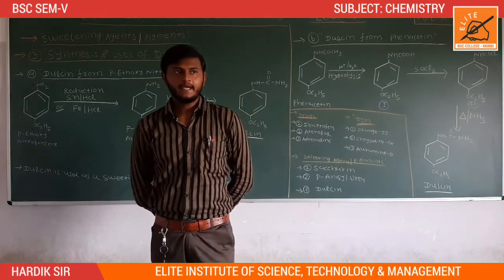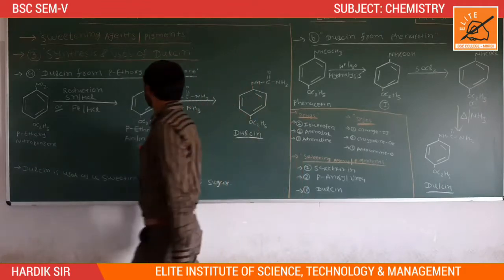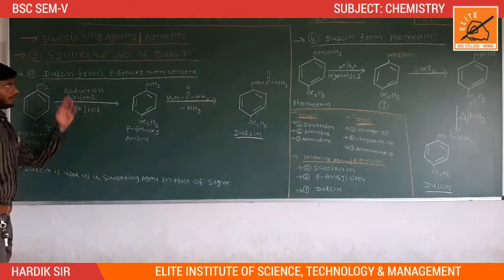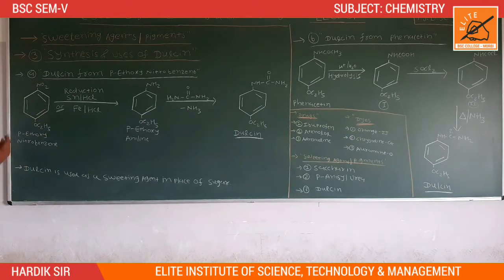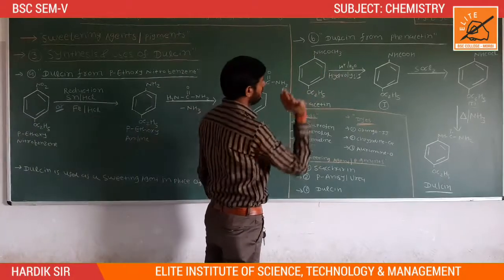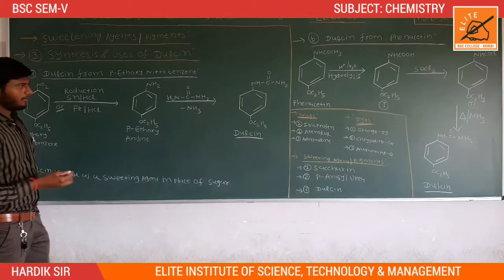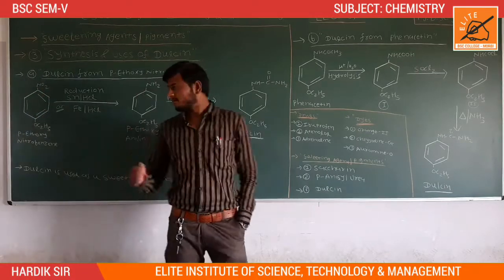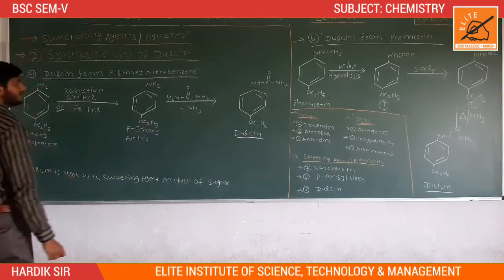Now we have learned about our third sweetening agent, dulcin. Now the synthesis and uses of dulcin. Dulcin is synthesized by two methods: dulcin from para-ethoxy nitrobenzene, and dulcin from phenacetin. Now we will learn about our first method, dulcin from para-ethoxy nitrobenzene.